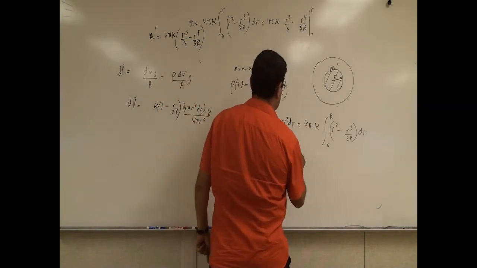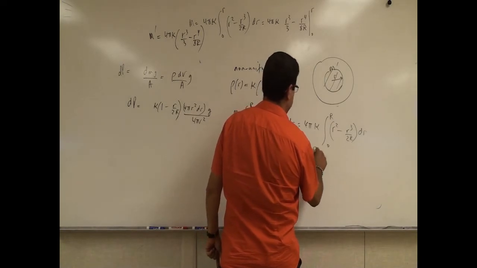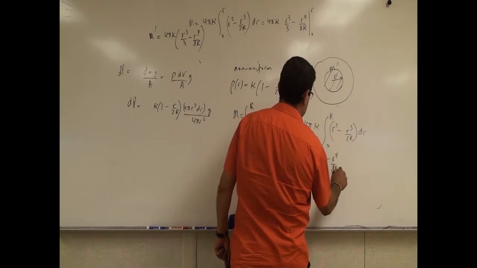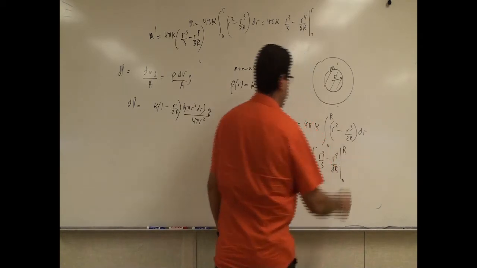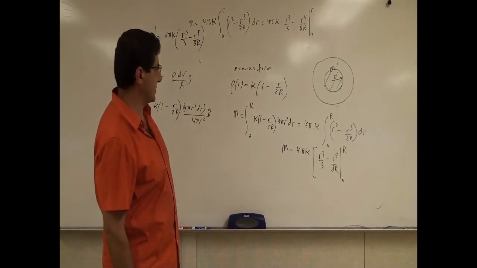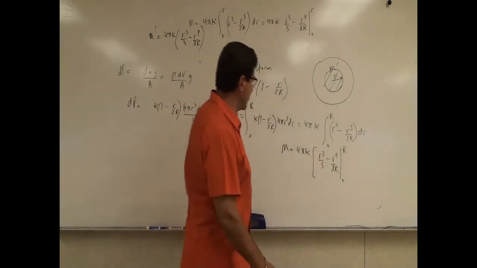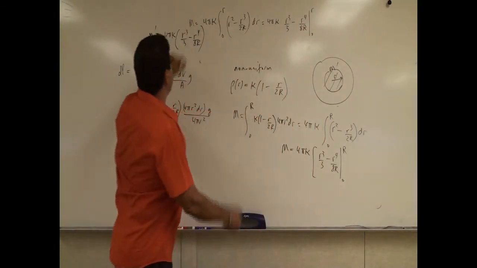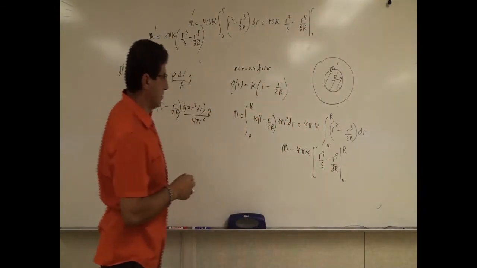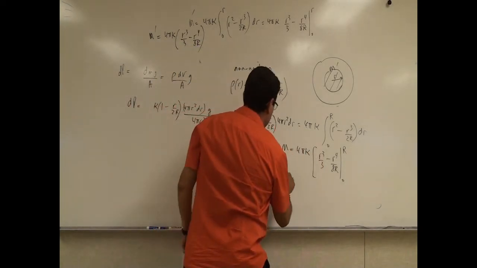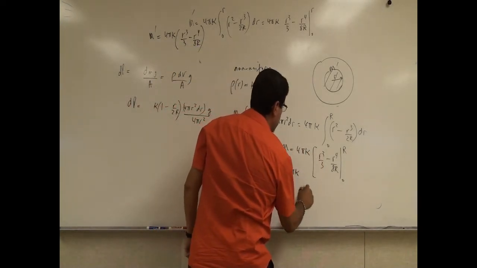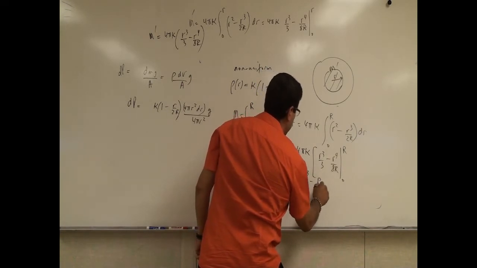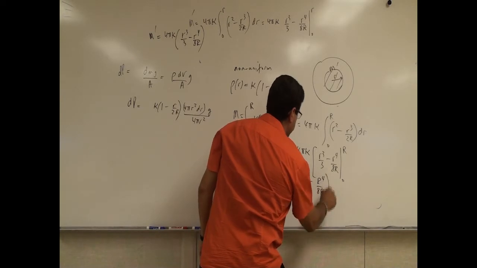So you have here big M is equal to 4 pi kappa (r cubed over 3 minus r to the 4th over 8R). Then you integrate 0 to big R. Okay? Then you put the big R in there. See the difference here, we put here little r, right? To calculate the m prime. Right? So then we put in the big R in here. We get here 4 pi kappa, and then we get here R cubed over 3 minus R to the 4th over 8R.